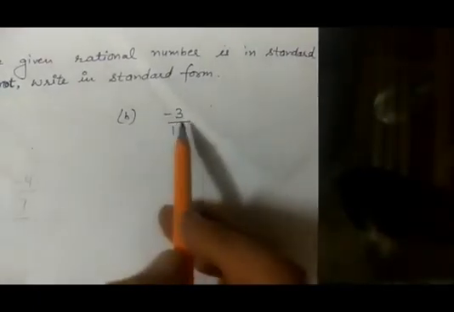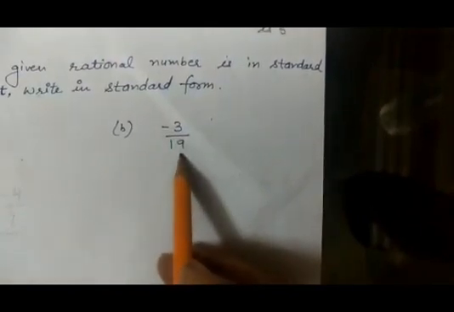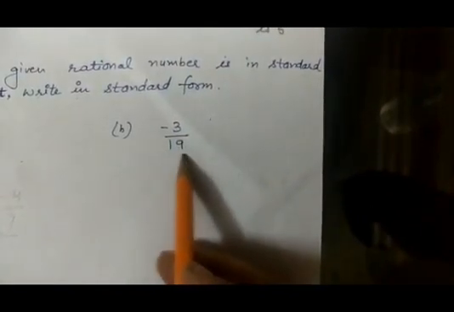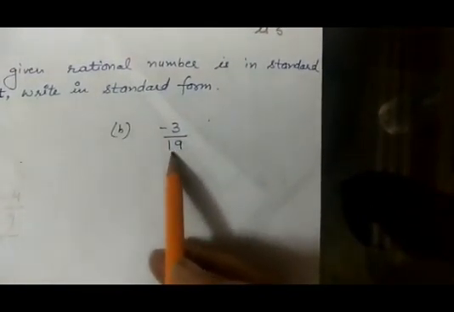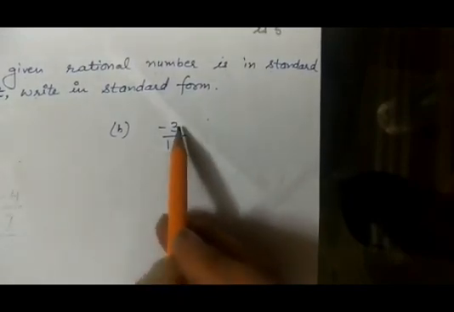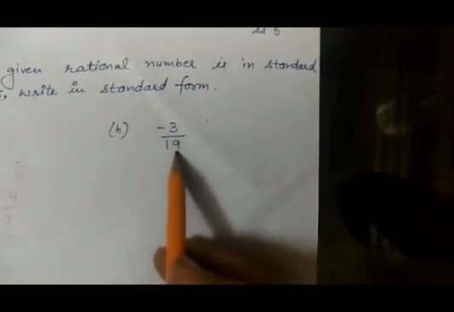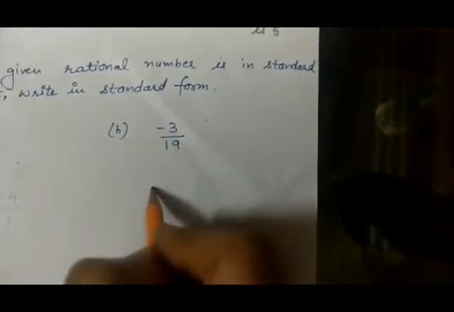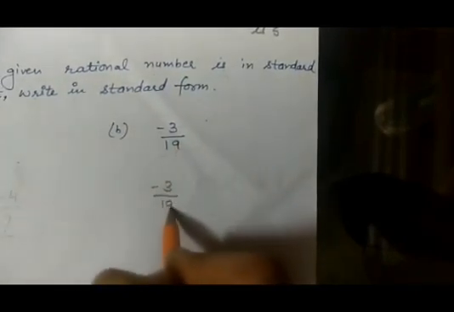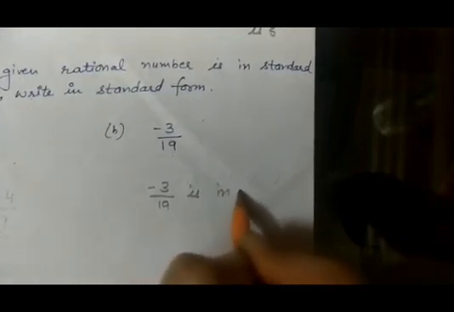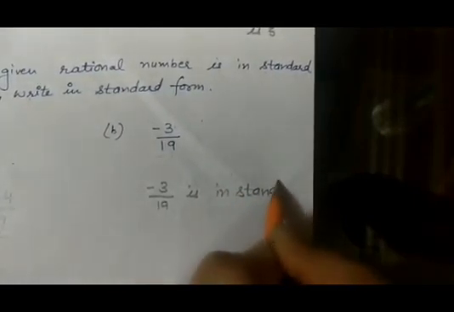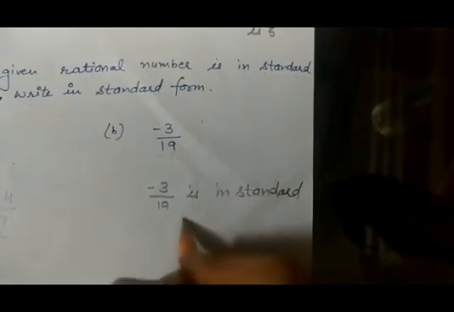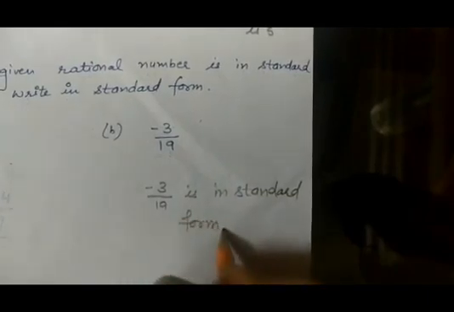The next example I am taking is minus 3 by 19. The first condition, the denominator should be positive. Here the denominator is positive and the HCF of both the numerator and the denominator, the HCF of 3 and 19, is 1. So now minus 3 by 19 is in standard form because it satisfies both the conditions for the number to be in standard form.